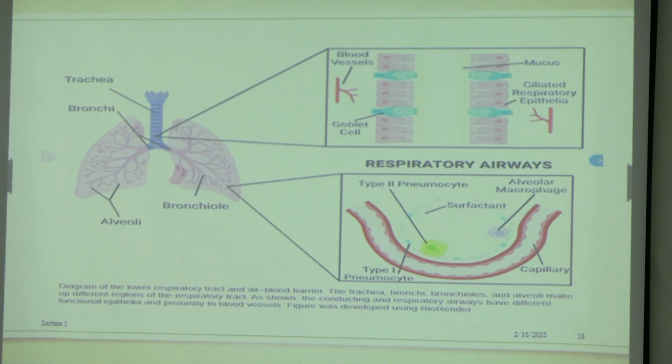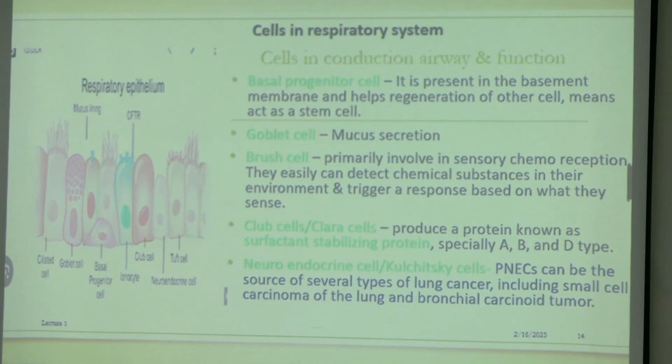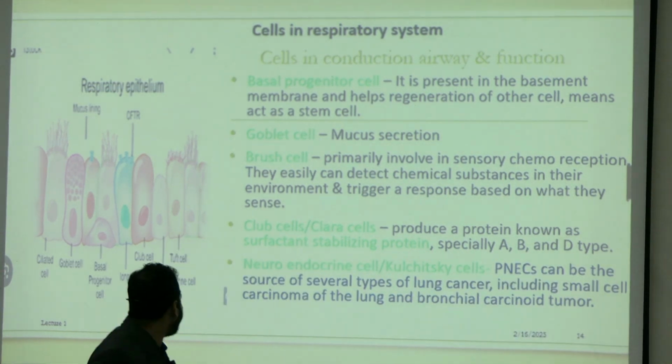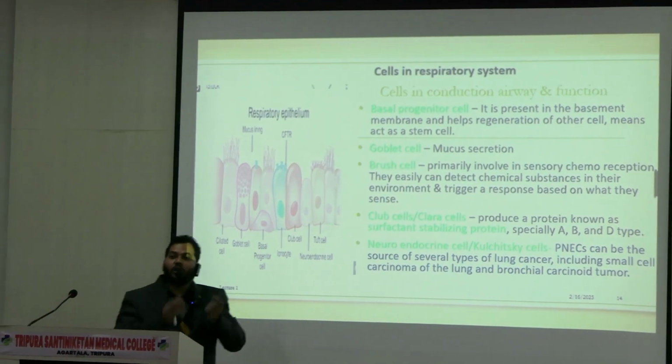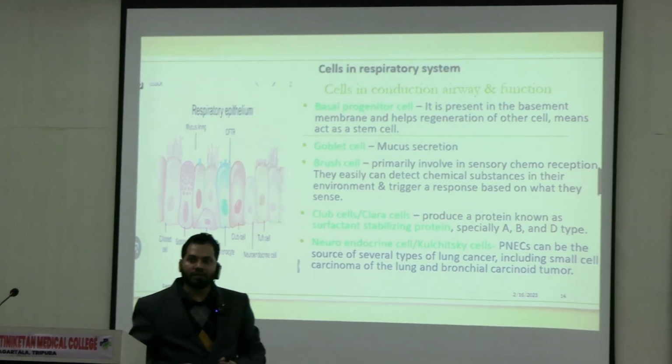You can see the ciliated respiratory epithelium is the common one. Other than goblet and ciliated epithelia, some other cells are also present. So what are the other important cell types that are present in the windpipe, that are present in the airway? You can see from here the basal progenitor cell. So which one is the basal progenitor cell? The basal progenitor cell is present in the basement membrane, right? So what is the most important feature of these basal progenitor cells?